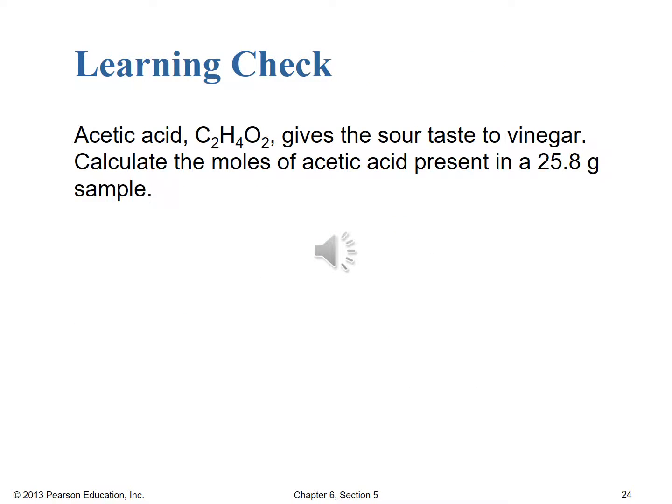Now that we've worked that together, it's your turn to work a learning check on your own. The learning check that you'll look at concerns acetic acid, C2H4O2, which gives us the sour taste to vinegar. Calculate the moles of acetic acid present in a 25.8 gram sample of acetic acid. So go ahead, apply those steps, do your best to work this on your own. When you're done or when you're stuck, go ahead and start back up, and hopefully you are able to successfully complete the question and end up with the same answer that we will together once you start the video back up.